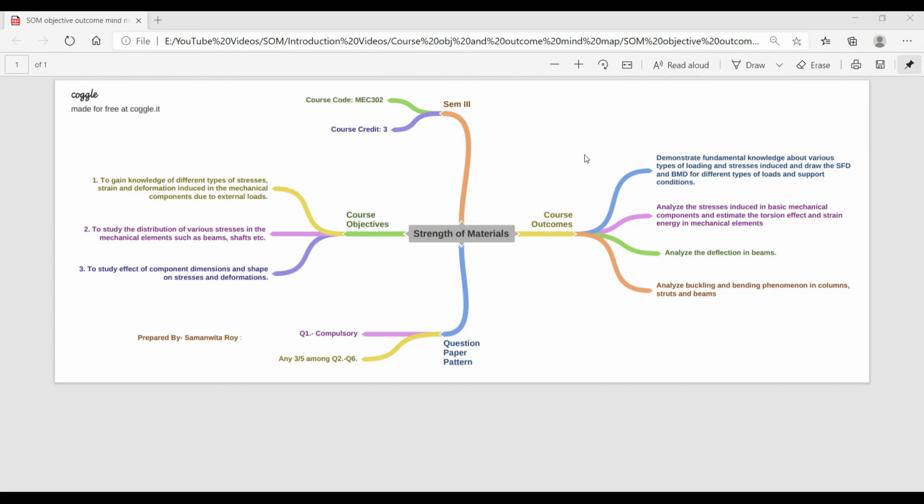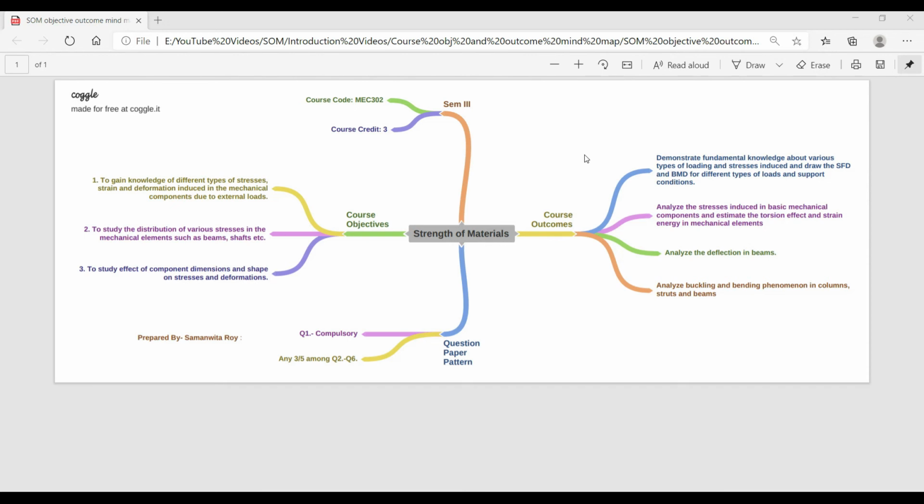And the fourth one is to analyze the buckling and bending phenomena in columns, struts and beams. This is absolutely important. You need to know the buckling and bending phenomena which occur in beams, columns and struts. Struts basically means short columns. We don't mainly study struts because when a load is applied on a strut, it just fails because of compressive load. But a column basically means a long column. Long means the ratio of length to lateral dimension is greater than 12, and we say it's a long column.